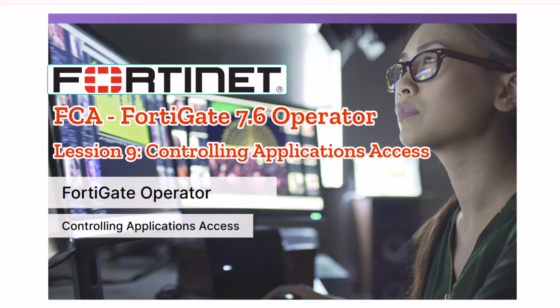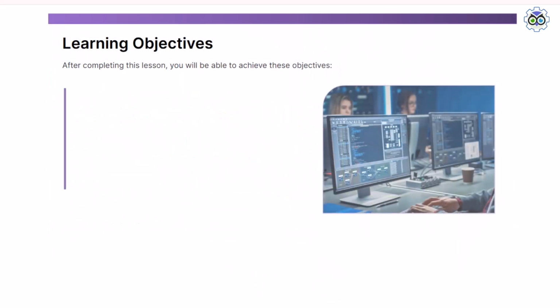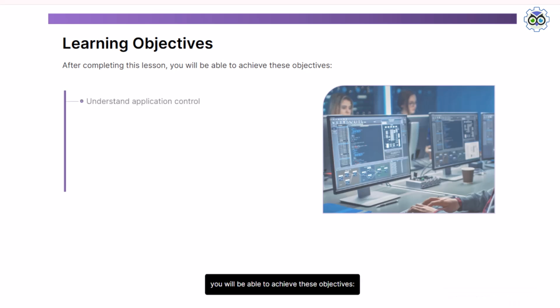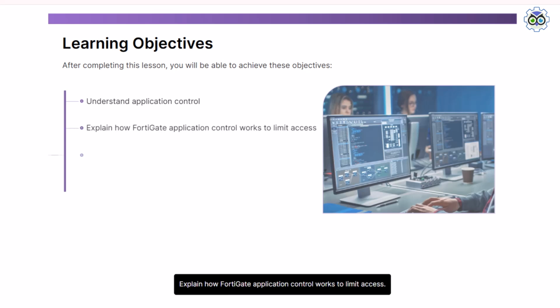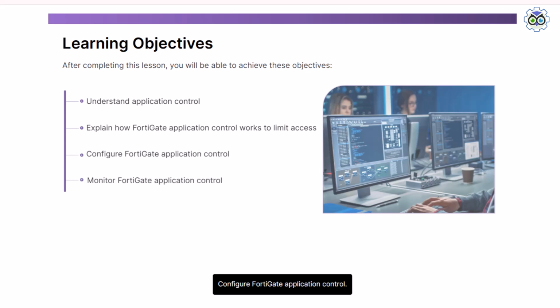Welcome to the Controlling Applications Access lesson. After completing this lesson, you will be able to achieve these objectives. Understand application control. Explain how FortiGate application control works to limit access. Configure FortiGate application control. Monitor FortiGate application control.